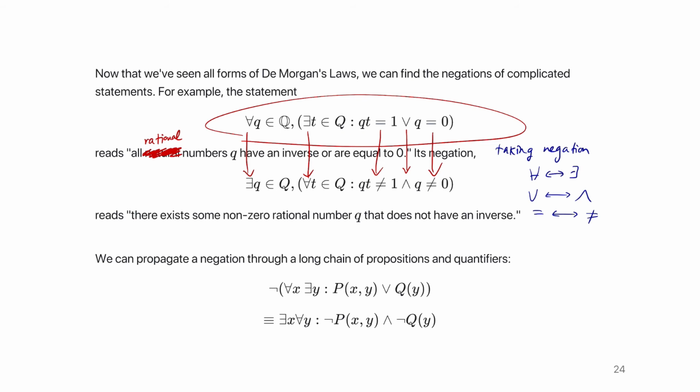Okay? And we can even propagate our negation through a long chain of propositions and quantifiers. So for example, if you want to take the negation of whatever is highlighted here, for all x there exists some y such that p of xy or q of y, the negation of that, you just have to remember the rules. The for all maps to there exists, the there exists maps to for all, we add a negation to the individual statements and change the or to an and. Those rules will always hold. So there isn't any guesswork that you need to do. Is that clear?